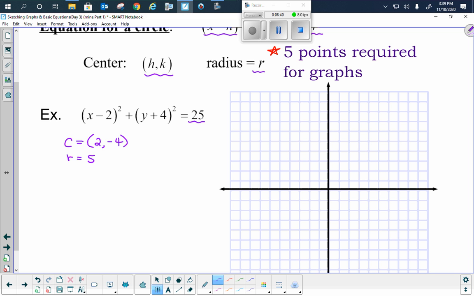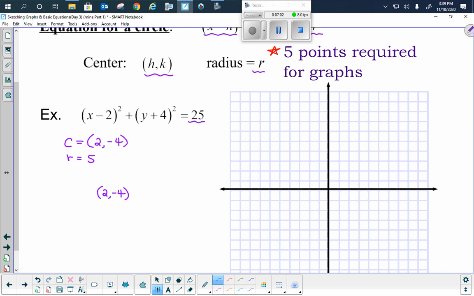And so I'm just going to make a picture that looks like the points that I'm expecting. Okay, so here you go. Leave yourself a little room. You'll see what I'm doing in a minute. So I'm going to say my center is (2, -4). And the 5 points that are going to be required are that center one, and then one above and below it, and one to the left and to the right of it.